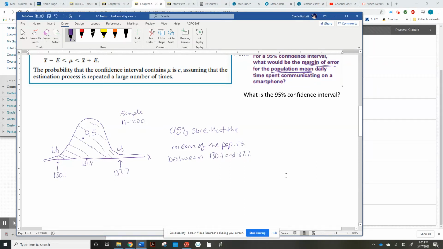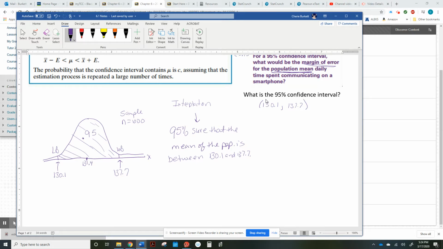Okay, so now let's talk about some questions that you're going to be asked about this, because that's the whole thing. There's not a lot other to it except for a couple of vocabulary words. What I wrote right here is the interpretation of the results, the answer to the question: 130.1 comma 137.7. That's the confidence interval.